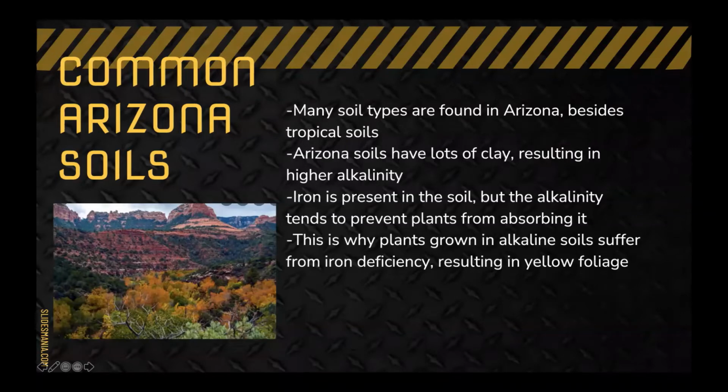Okay, so we'll start off with some common Arizona soils. There are many soil types found in Arizona, besides obviously tropical soils, and these soils have lots of clay, resulting in higher alkalinity. In Arizona, there is iron present in the soil. However, the alkalinity of the soil prevents the plants from actually absorbing it. So many plants grown in alkaline soil suffer from iron deficiency, resulting in what's called yellow foliage, which is pictured over here on the left.